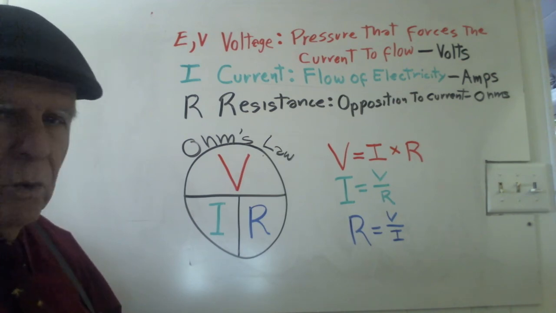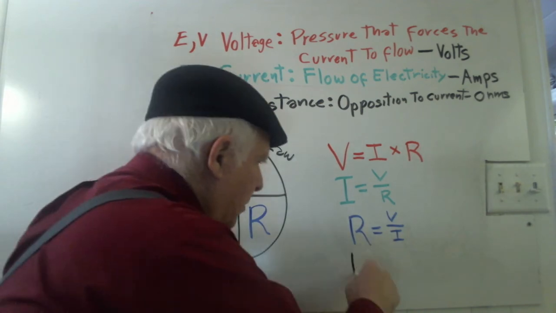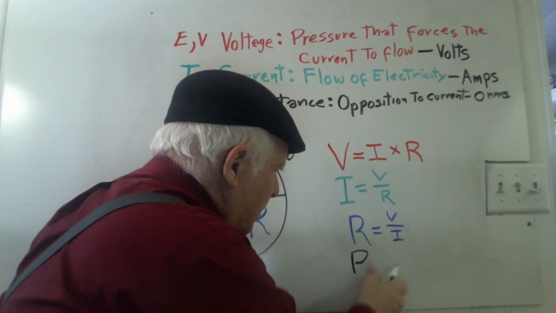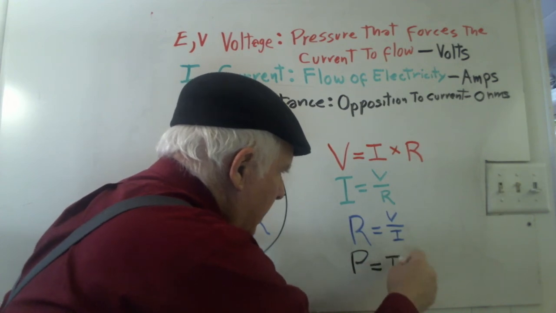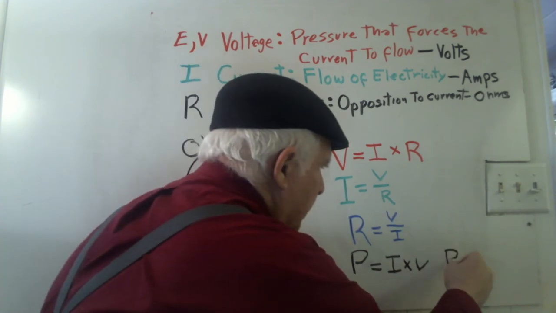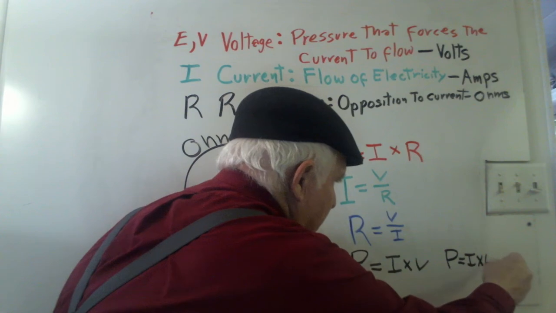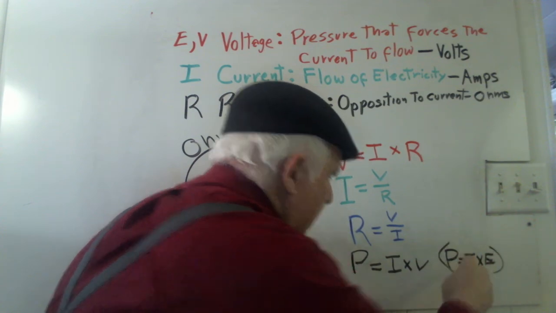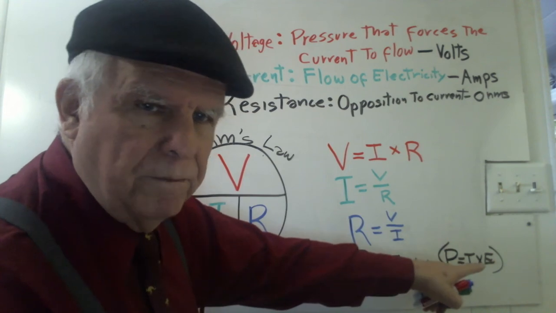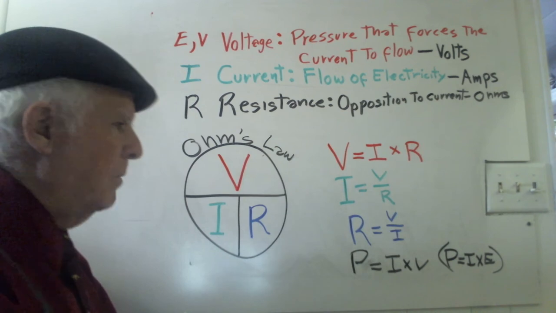And we have one more that I haven't put up here yet, which is power. And power is equal to I times V, or power is equal to I times E. Thus, the saying power is as easy as pi, P-I-E. Okay, power is I times V. That's the one we're going to use most of the time here.